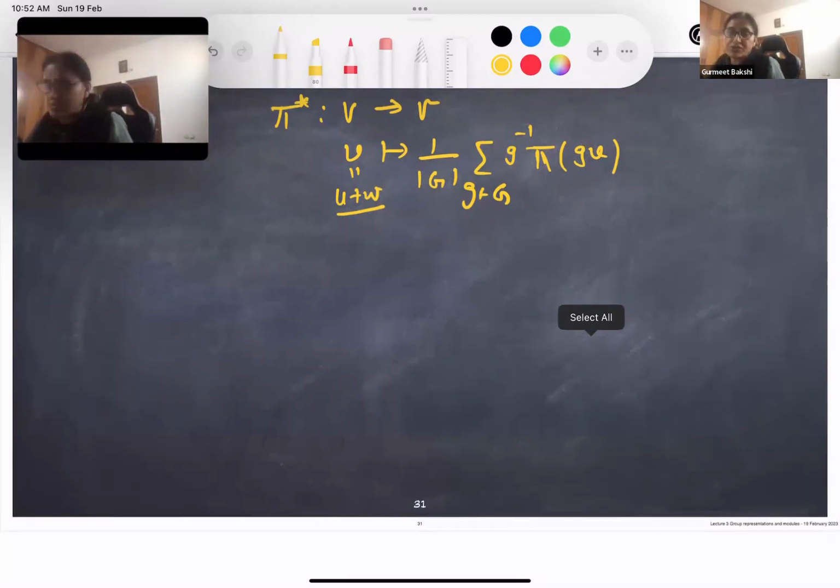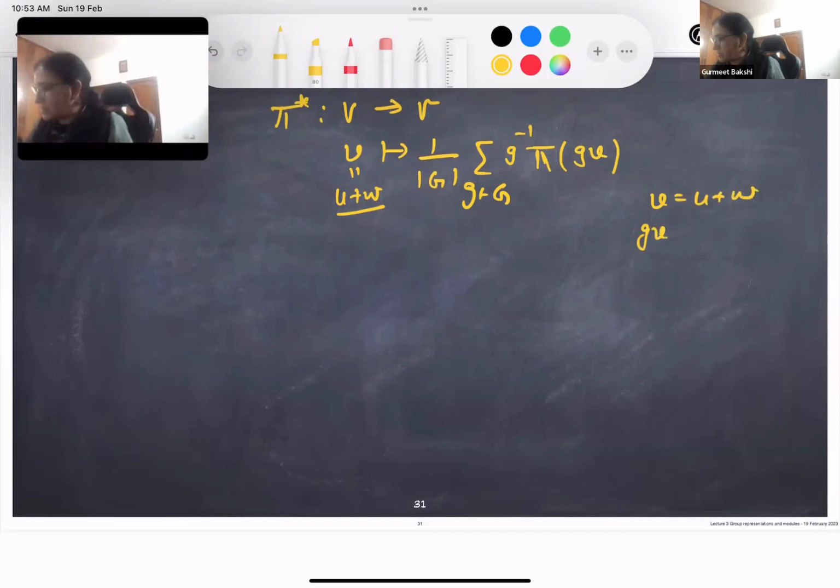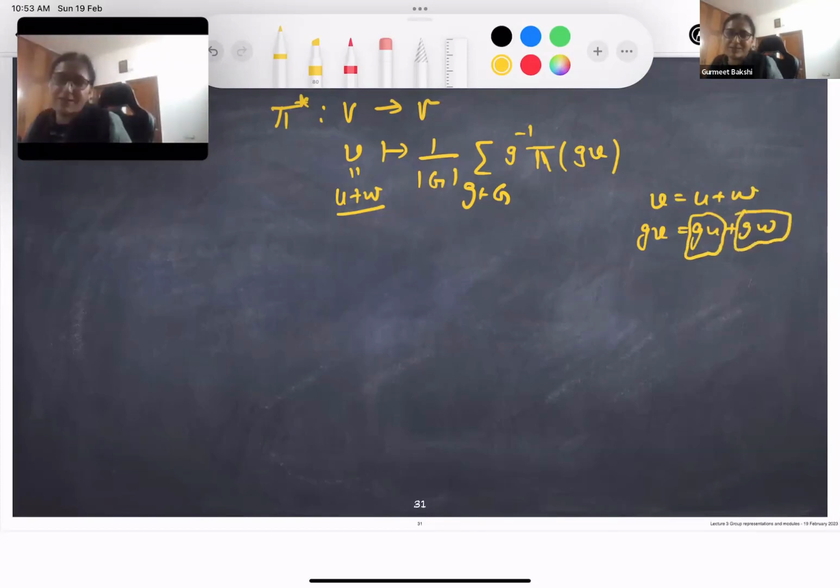Remember, this is not GU, because V is U plus W. So GV is GU plus GW. This is definitely in U, but this is not necessarily in W. This is the problem. So this may also have some part in U. So you have to write this as something in U plus something in W and project it to the U component. So you look at this map.